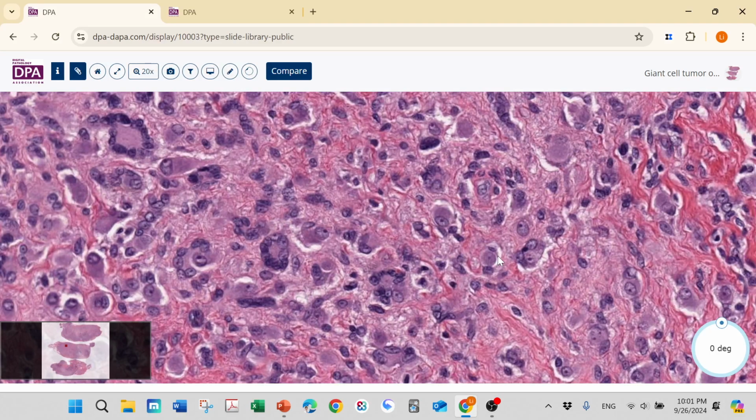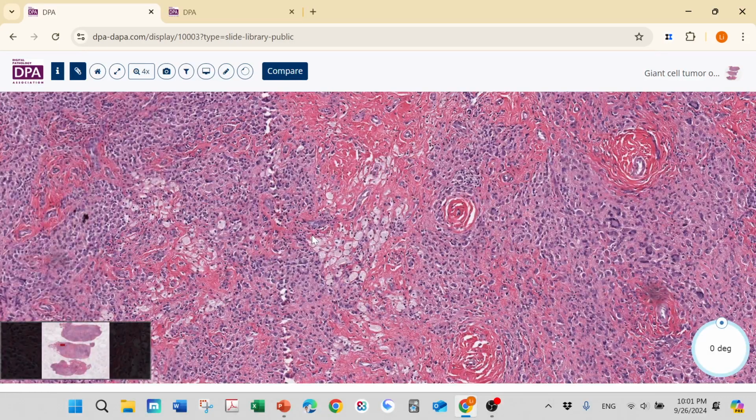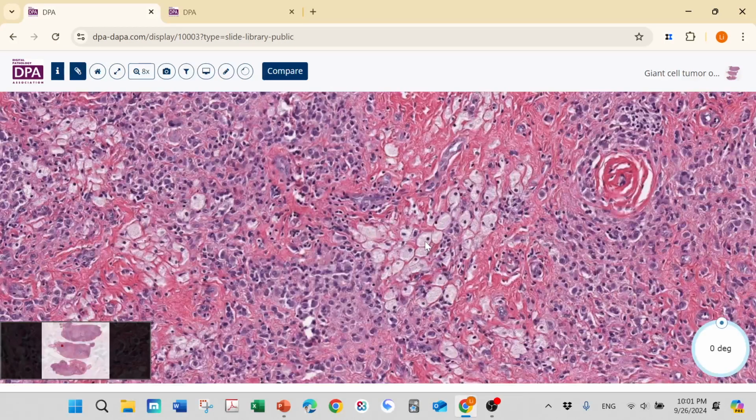And then let's find other features. Even at this power, we can see this really sclerotic collagen background. Then we have this foamy histiocyte, really foamy looking histiocyte, supporting our diagnosis. And then we also like to show you one more feature. I think this is hemosiderin deposition, another feature.